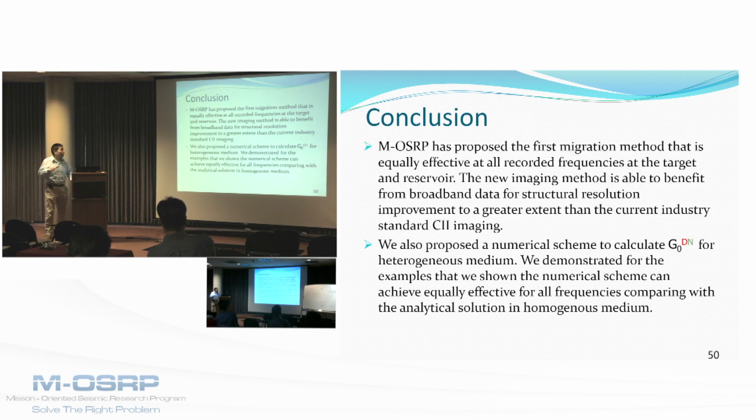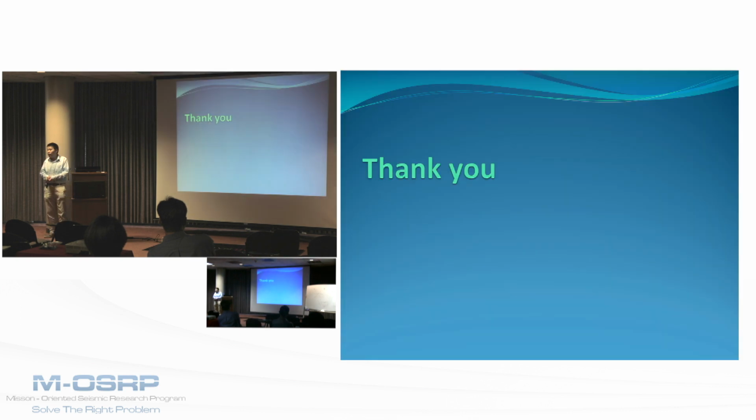Finally, let's draw the conclusion. First, we propose the first image method that is equally effective at all frequencies, and that is the C3 image condition. Not the C3 image condition, the implementation. We also propose a numerical scheme to calculate the J0DN for heterogeneous medium. We demonstrated that for the three examples we showed, the numerical scheme can achieve equal effectiveness for all frequencies compared with the analytical solution for the homogeneous medium. So that's all. Thank you very much.